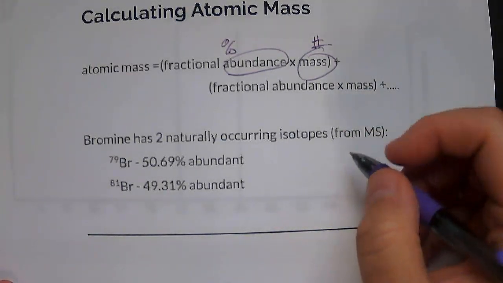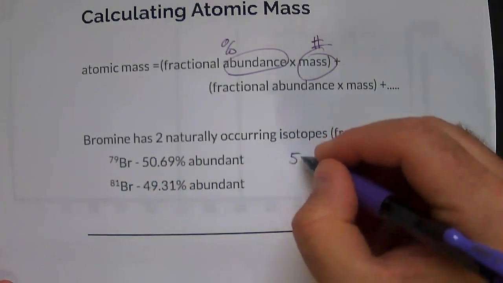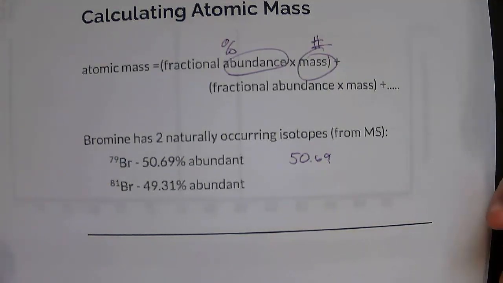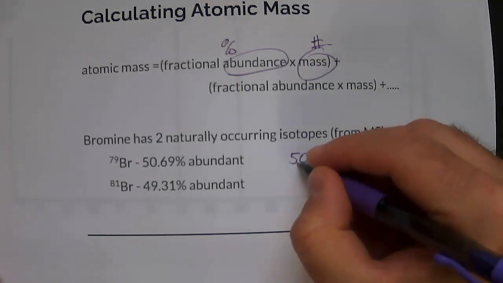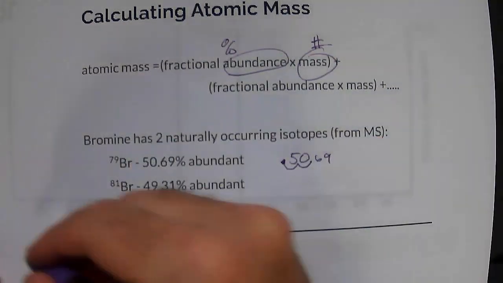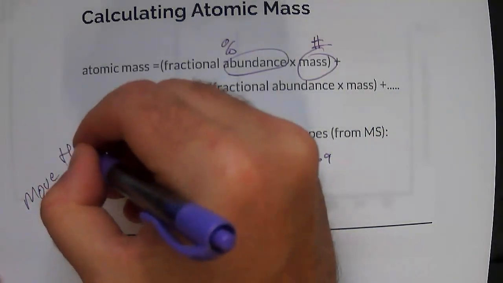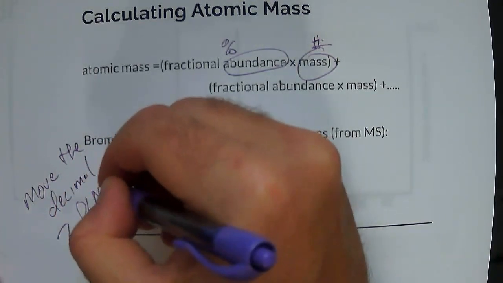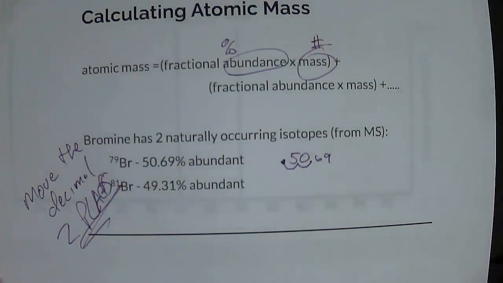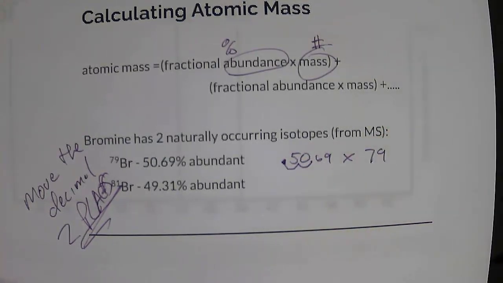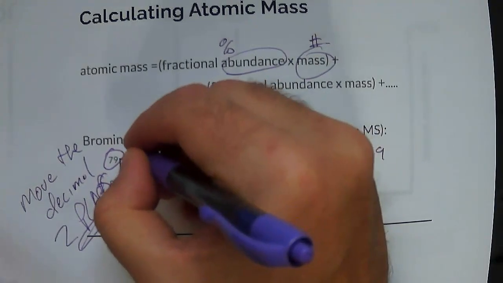We're going to take the abundance of this one, which is 50.69. Whenever we do math with a percentage, whether it's in chemistry or math or out in the real world, we never use the percentage, but we always move the decimal over 2 spots. So move the decimal 2 places for the percentage, and then we're going to multiply that by the mass number, which is here. So we're going to take this and multiply it by this.